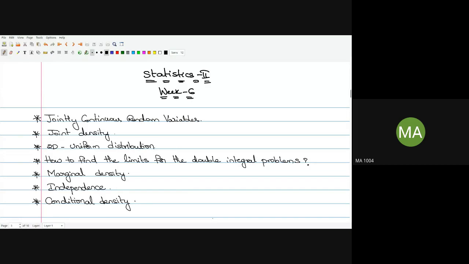Now in week 6, slowly this discrete part goes off, and we look at two continuous random variables. If there are two random variables x and y, how will the joint distribution between x and y be? For that we need the joint density. We should understand what this joint density means, and then we will see the 2D uniform distribution. If it is 2D uniform, how to compute the probabilities, or how will the joint density be? And we will also see the 2D non-uniform problem.